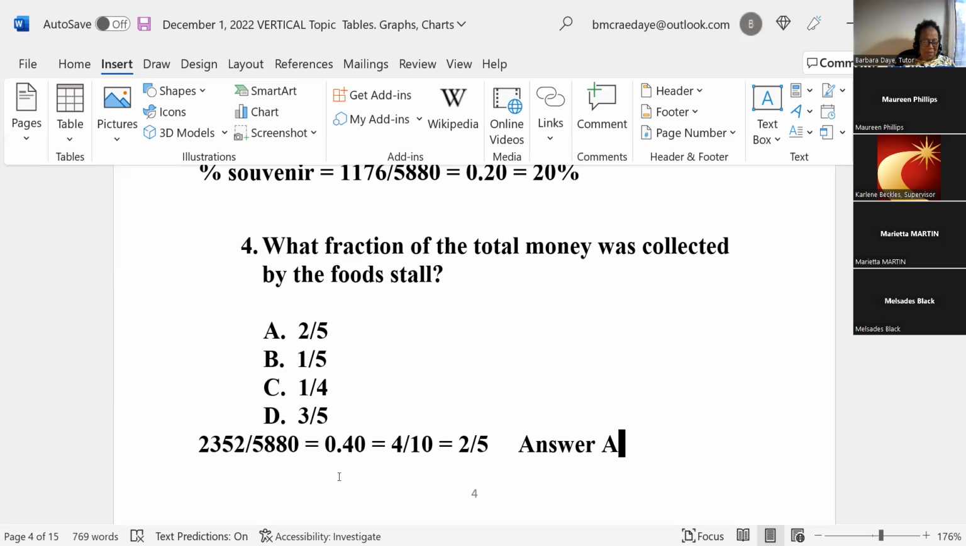Okay, what fraction of the total was collected by the food stalls? See, the food stalls gave you the amount right from the beginning in the pie chart. So you just divide that number by the total, get the decimal, and then express that decimal as a fraction. And as I look at A and I do A, I got the answer. I say, oh, A is the answer.